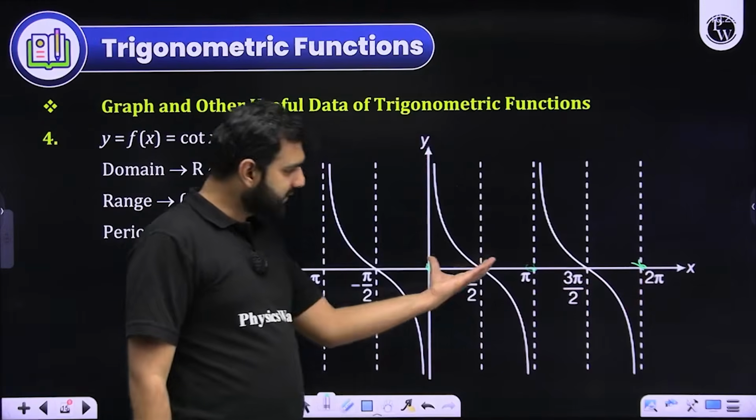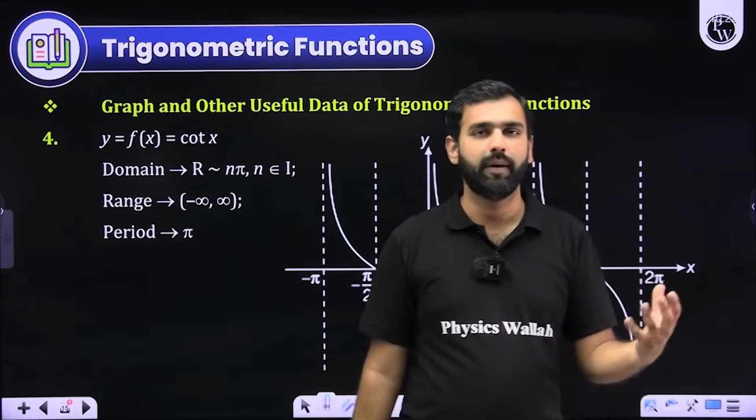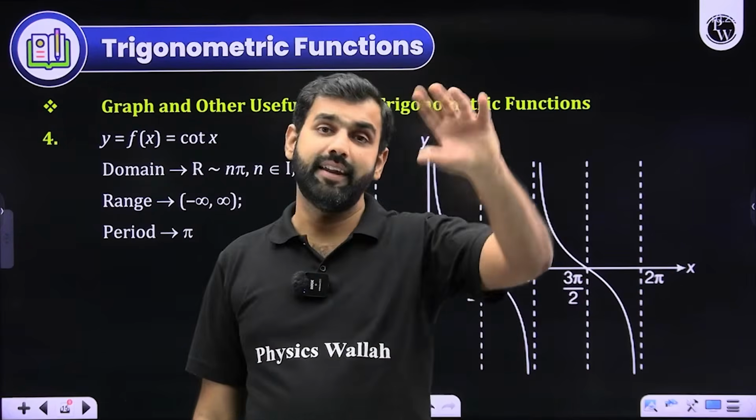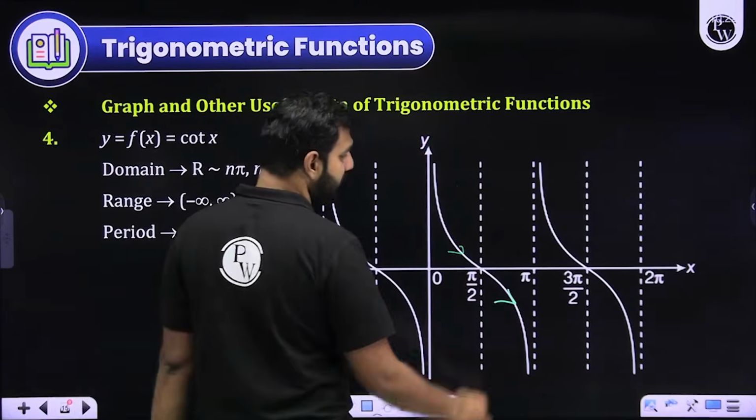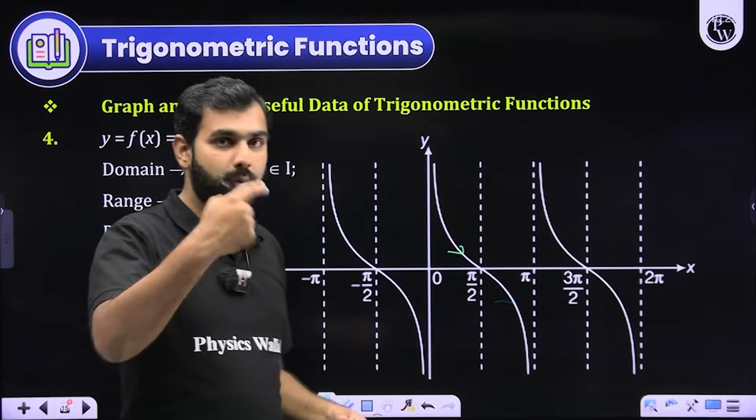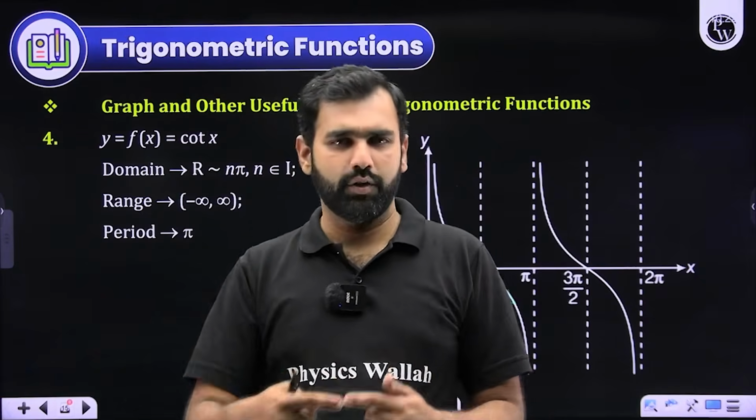And in these simpler chunks, 0 to pi, pi to 2 pi, 2 pi to 3 pi, what we were seeing is that tan x was an increasing function in these smaller chunks. And you must see that cot x will be a decreasing function. Because what is cot x? 1 upon tan x. So if tan x was increasing, cot x will be decreasing.